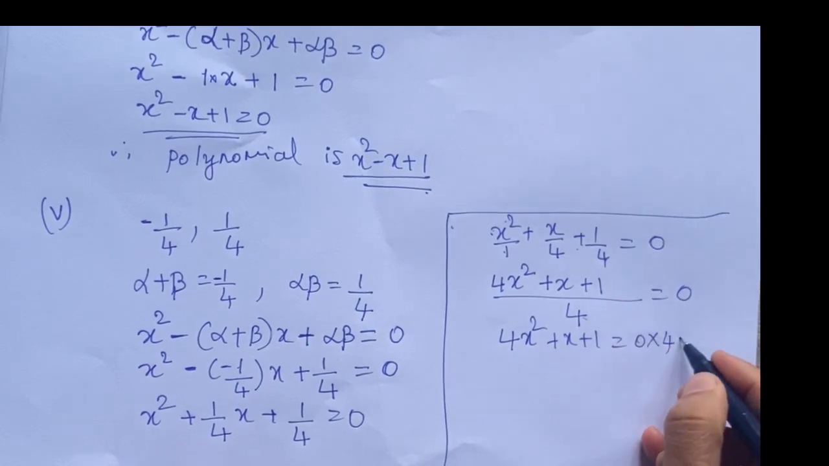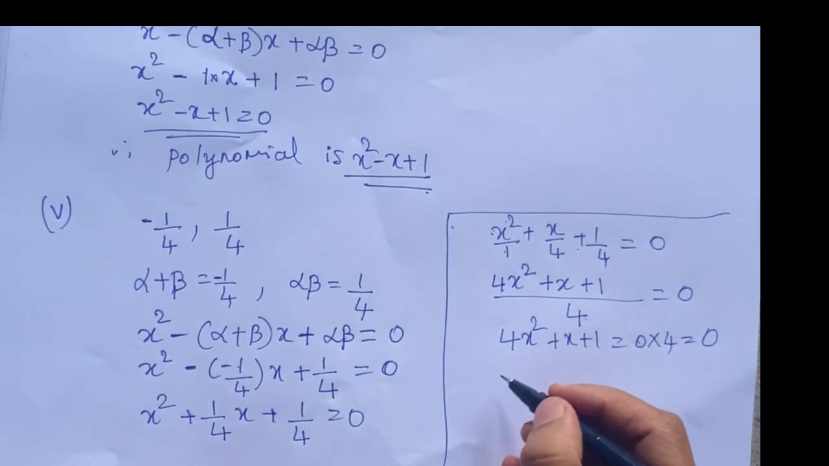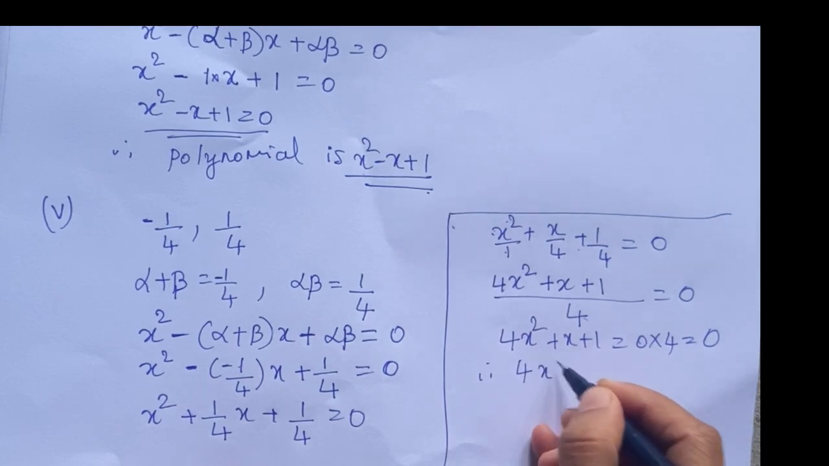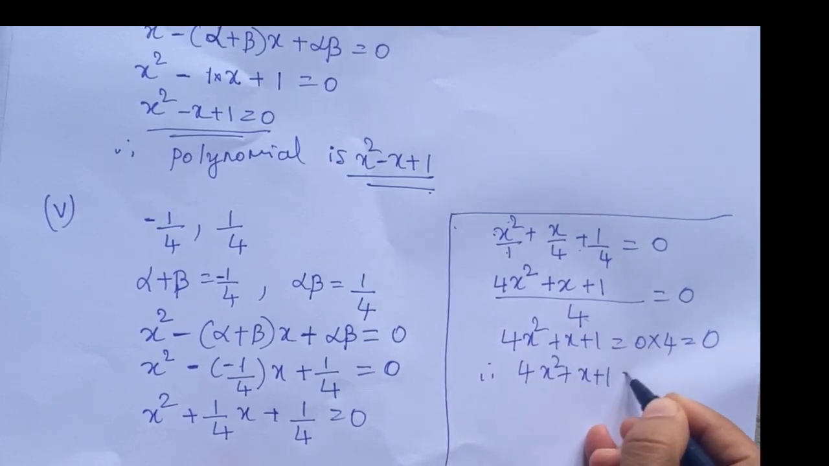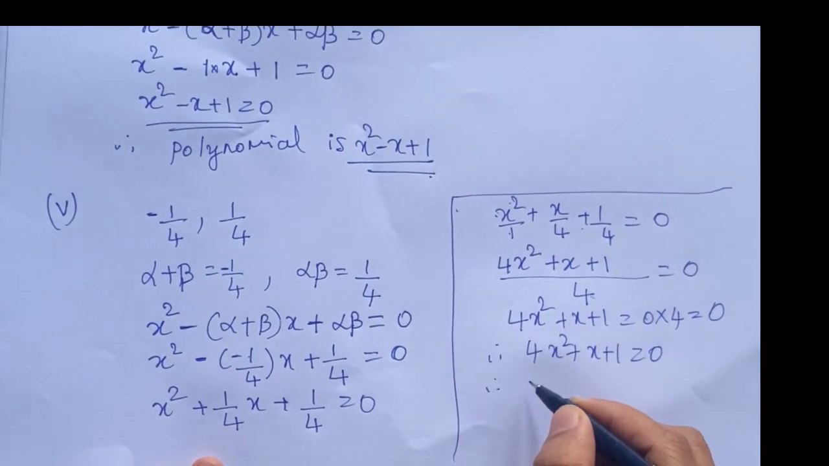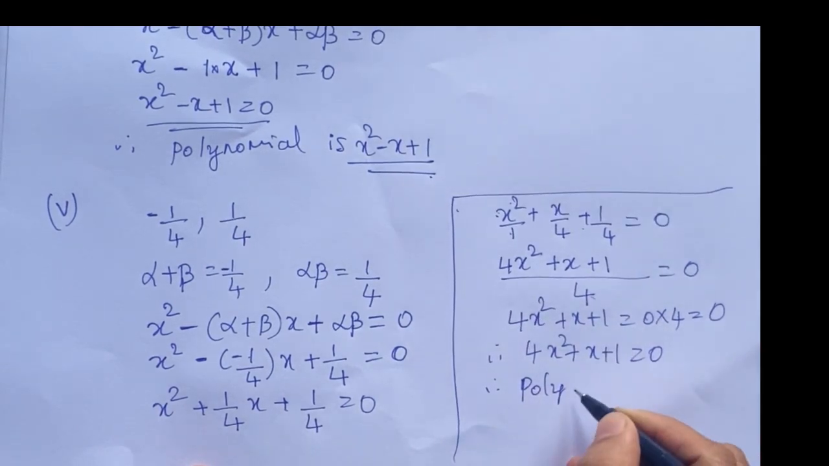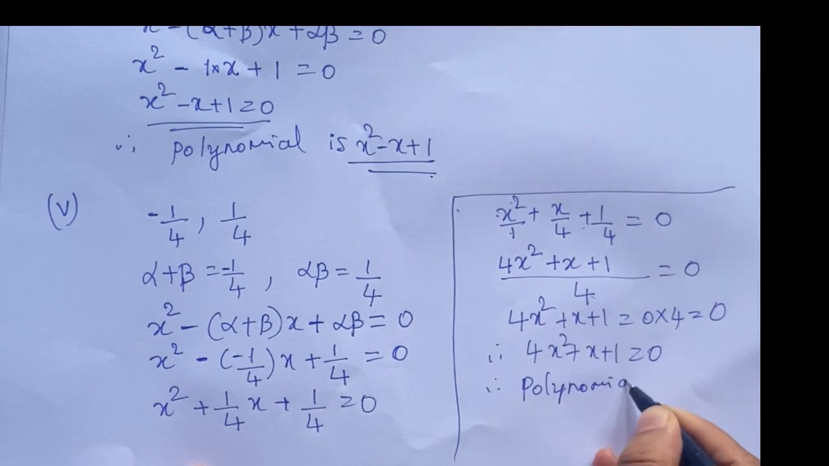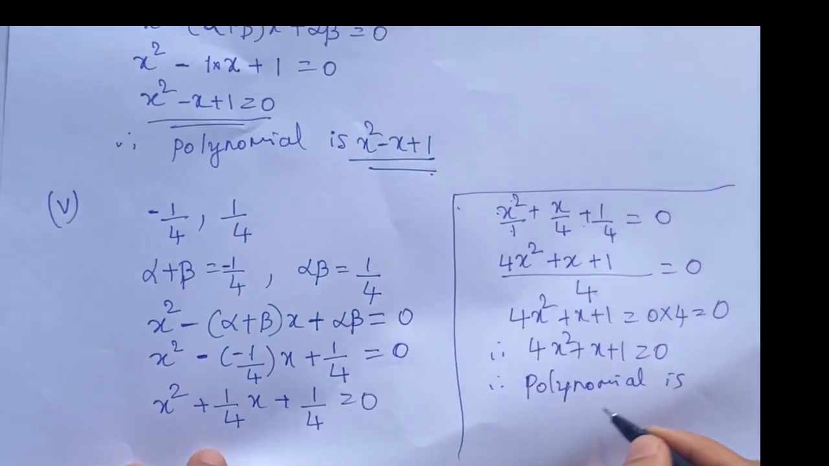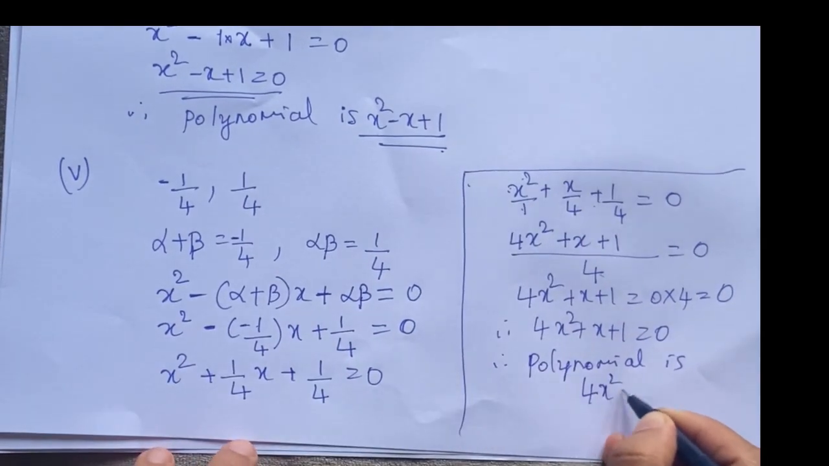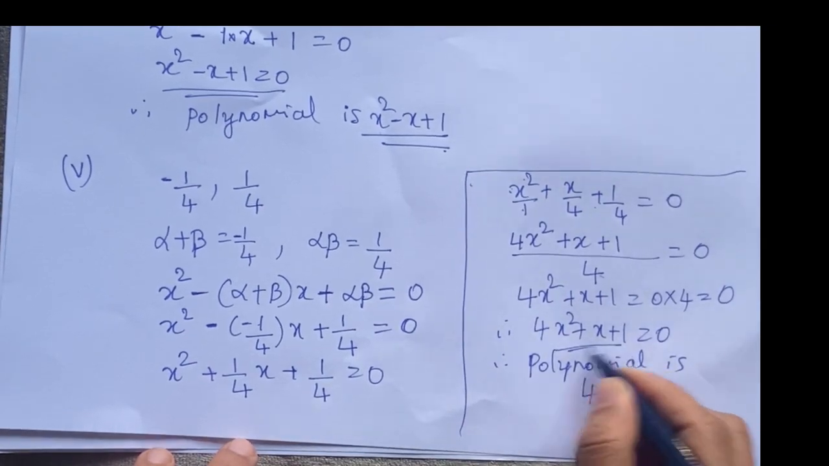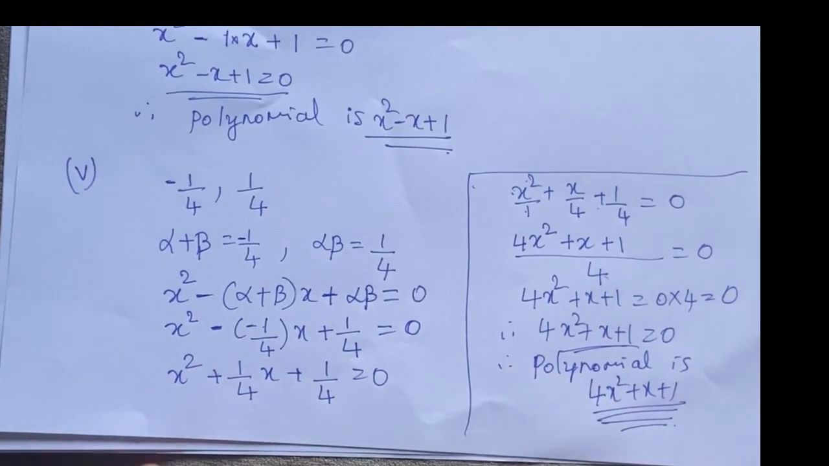4x square plus x plus 1 is equal to 0 into 4. This 4 will go to the right hand side and it will become 0. Therefore, 4x square plus x plus 1 is equal to 0. So the required polynomial is 4x square plus x plus 1. Don't write is equal to 0.